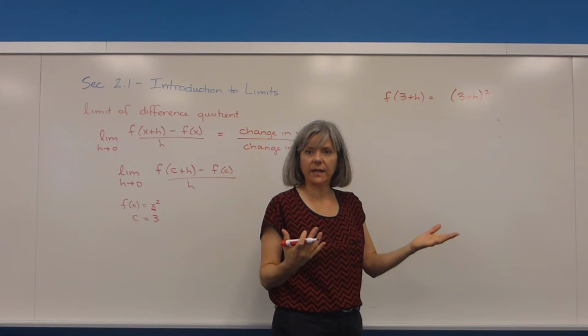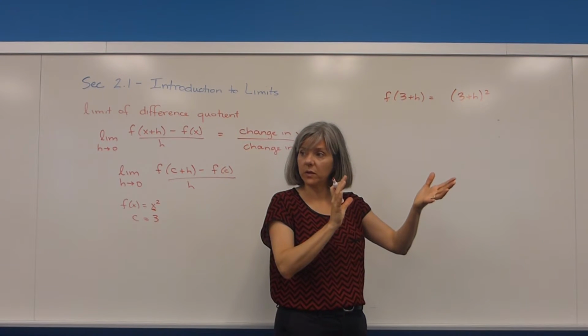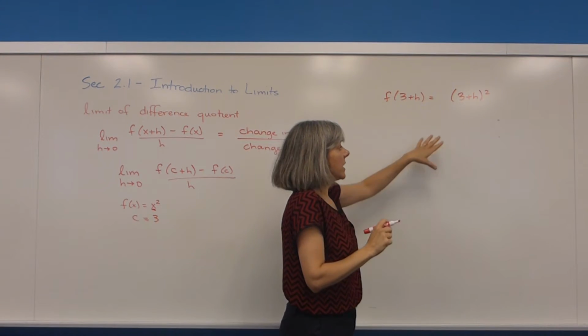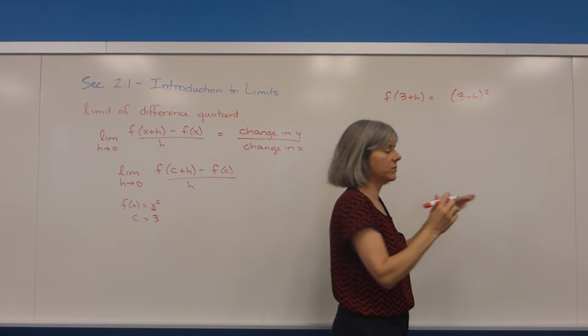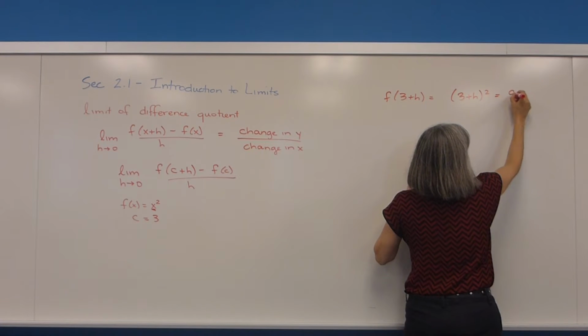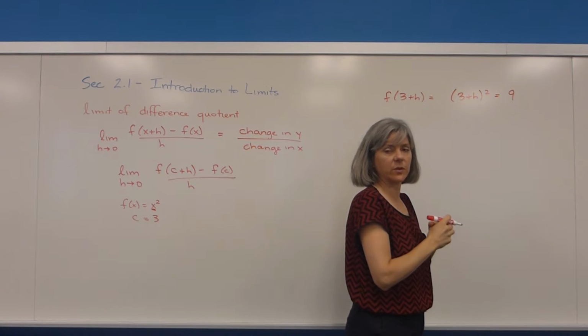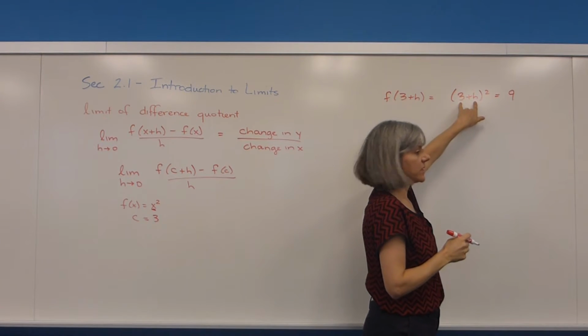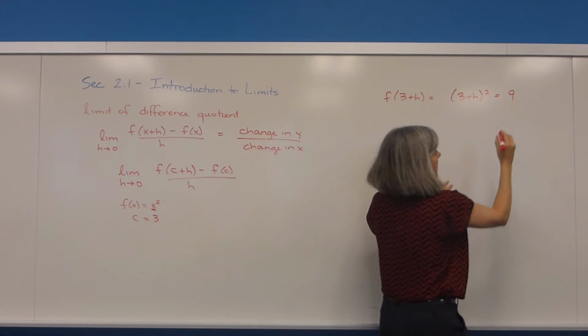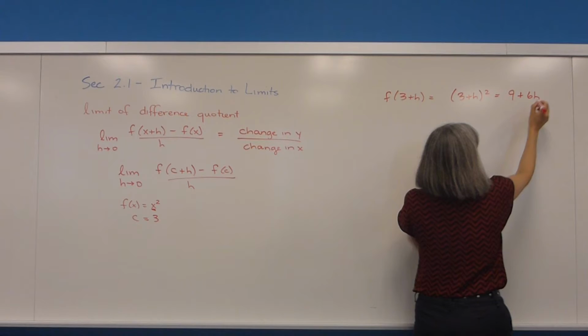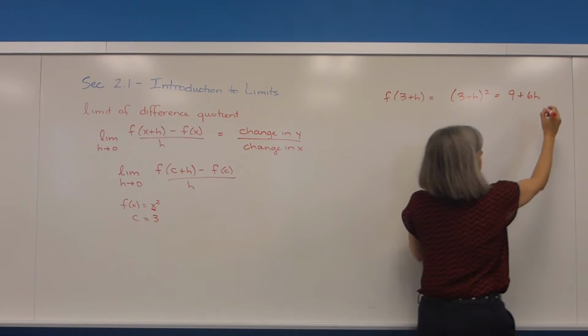We need to multiply that out. You can put them side by side to do FOIL. The other thing is you can remember what the perfect square pattern is. You square the first one, 3 squared is 9. You multiply these two, 3h, and then double that, so it's 6h, and then square the last one.